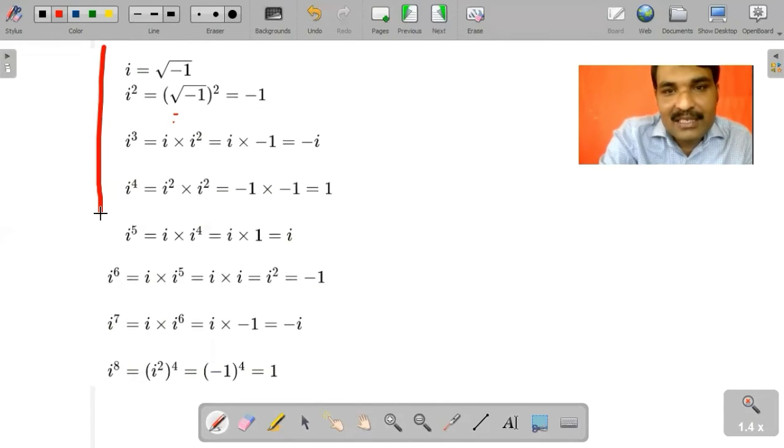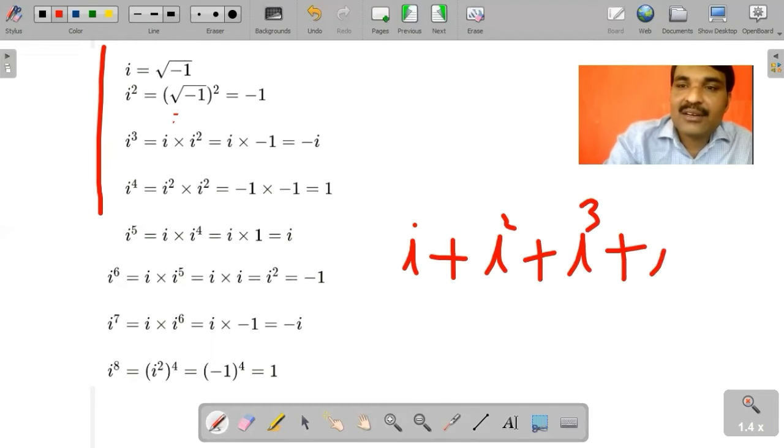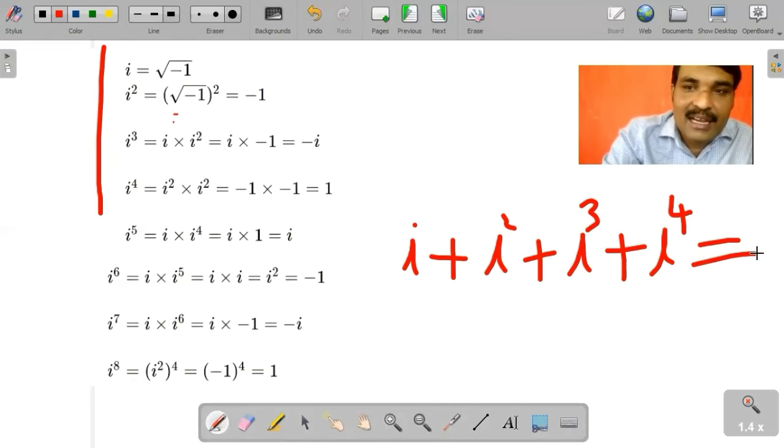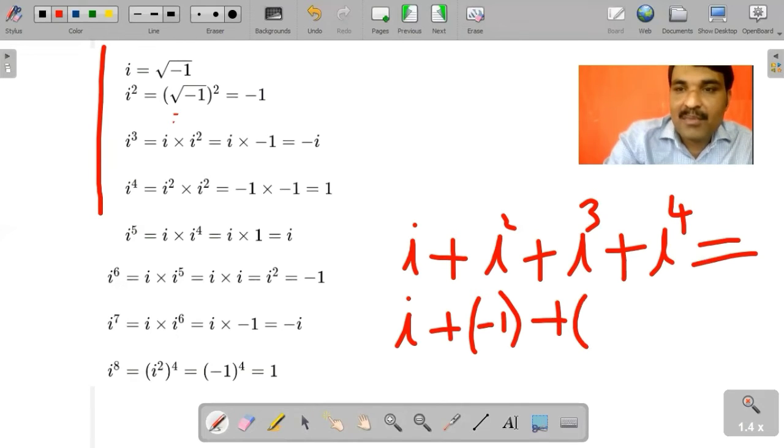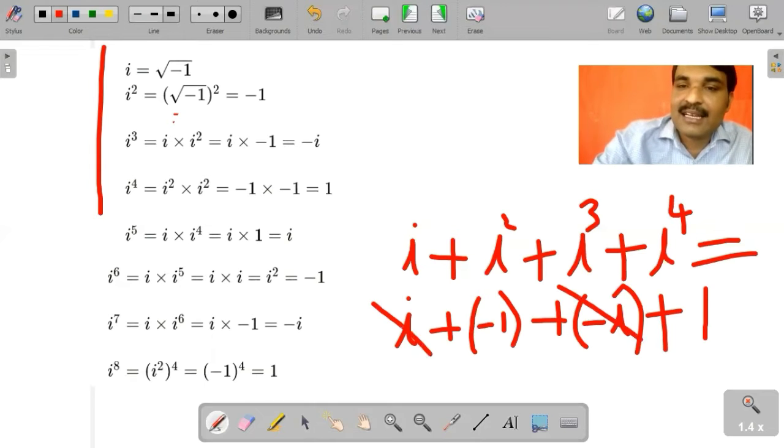Right. What I am going to do is iota plus iota square plus iota cube plus iota raised to 4. What is the value of this? നമുക്കറിയാം ഈ അയോട്ടയുടെ അയോട്ട ആയിട്ട് തന്നെ എഴുതി. What is iota square? That is equal to -1. So iota plus -1 plus iota cube, that is equal to minus iota plus iota raised to 4. Iota raised to 4 എന്ന് പറയുന്നത് 1. Right. So iota and minus iota get cancelled.